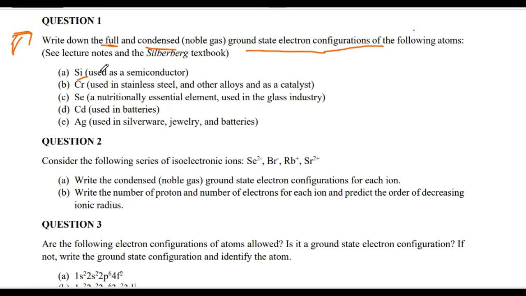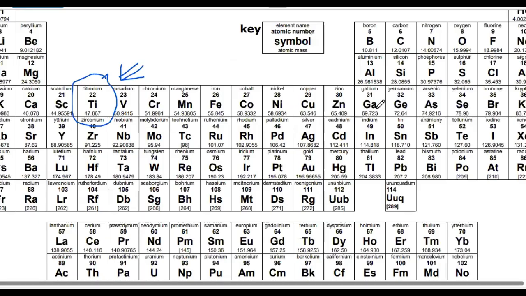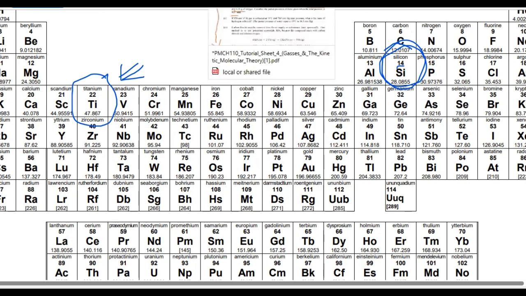Okay, you just distribute them in those orbitals that we had. So for silicon, you go to the periodic table and check for silicon. This is silicon here. I'm sure you can see my point. You can see that the atomic number of silicon is 14, meaning it has 14 electrons.